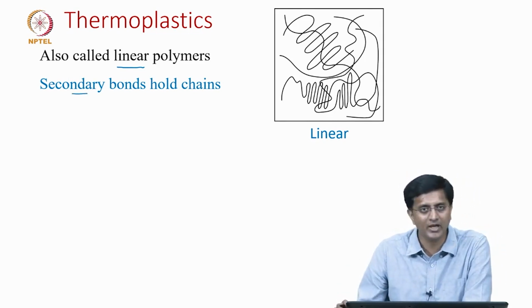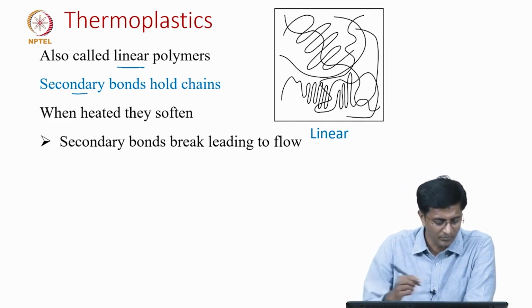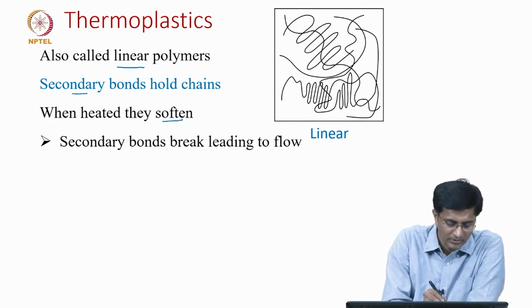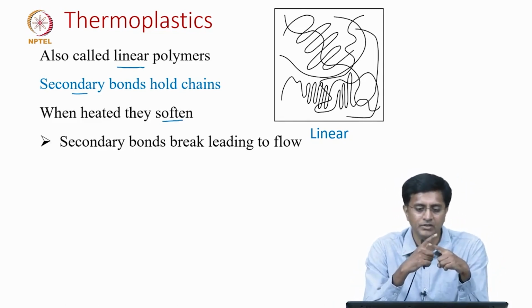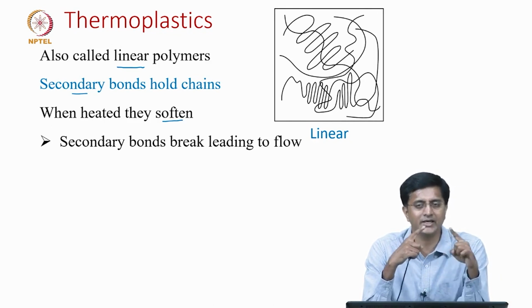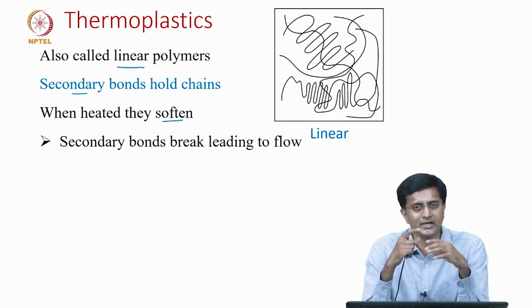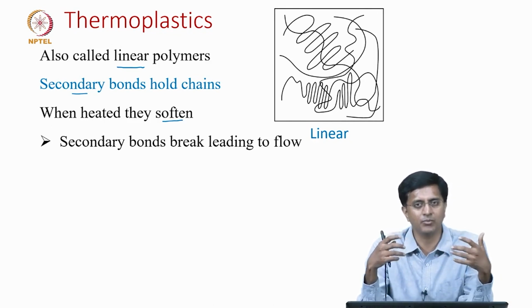But now let us see what happens when we heat these polymers. When we heat, they soften. The reason why they soften is because we said these secondary bonds are weak, so when we heat they are melted. Once the bond is melted or gone, these polymers are free to slide against each other, which means that the polymer is becoming softer.